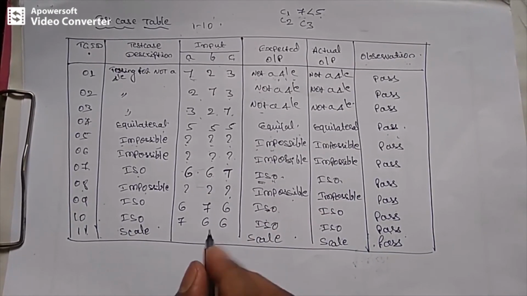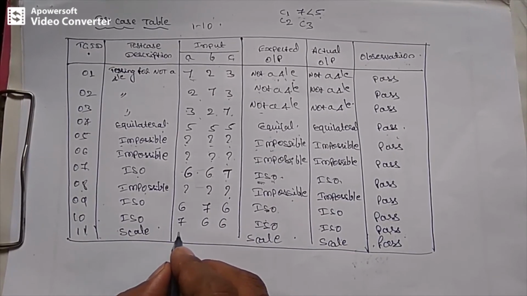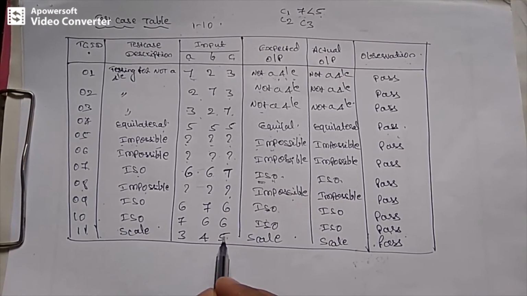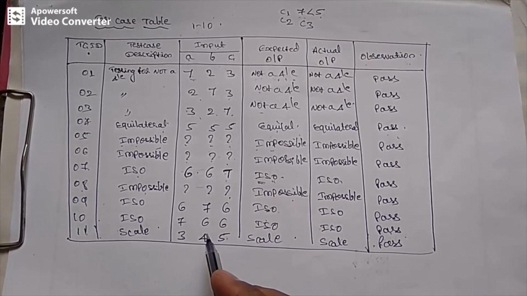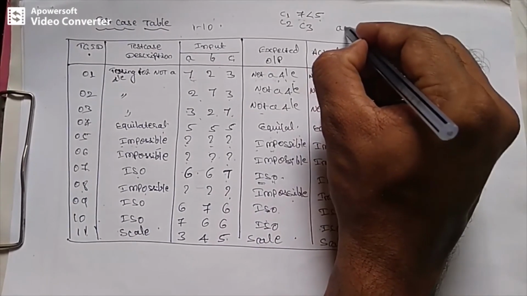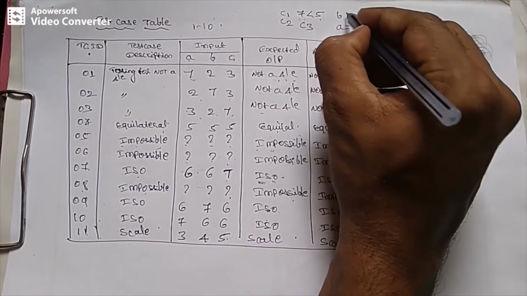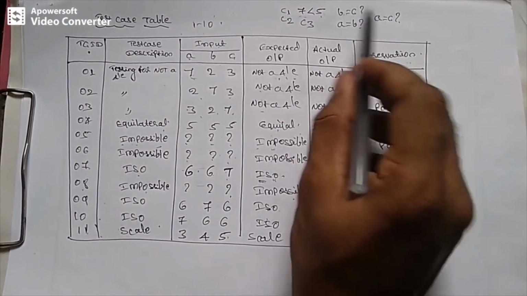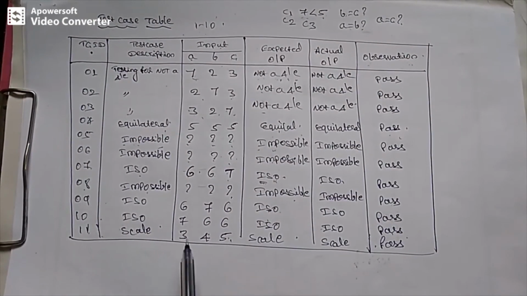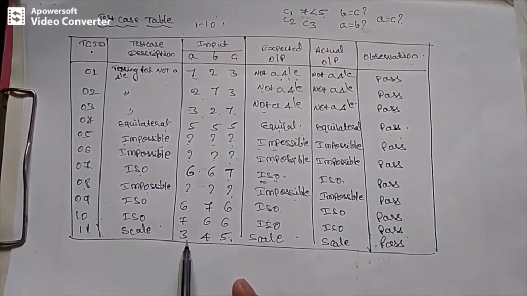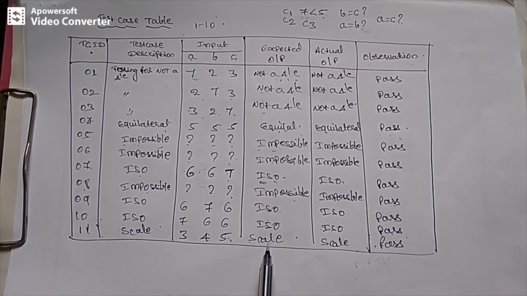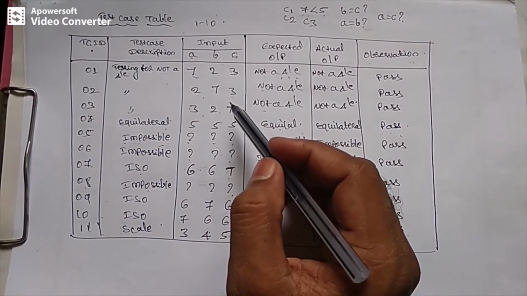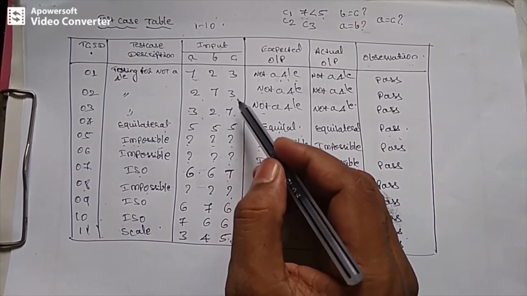To get the scalene triangle, you can specify a different set of input like 3, 4, 5. For 3, 4, 5, the last conditions C4, C5 and C6 are there: A equal to B question mark, B equal to C question mark, and A equal to C question mark. These three conditions are false for this input. When all these conditions are false, I generate the output result as scalene. This is how we need to enter the values for test cases using the decision table technique for the triangle problem.